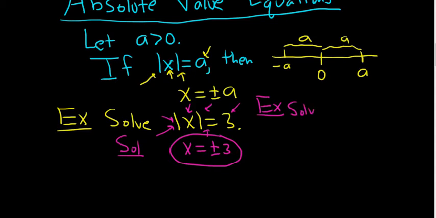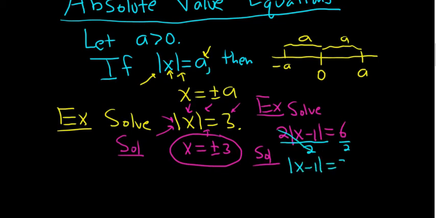Solve 2 times the absolute value of x minus 1 equals 6. Solution. So before we drop the absolute value, we want to isolate the absolute value. So we'll start by dividing both sides by 2. So we get the absolute value of x minus 1 equals 3. So now we have an absolute value by itself. So we can use our rule.